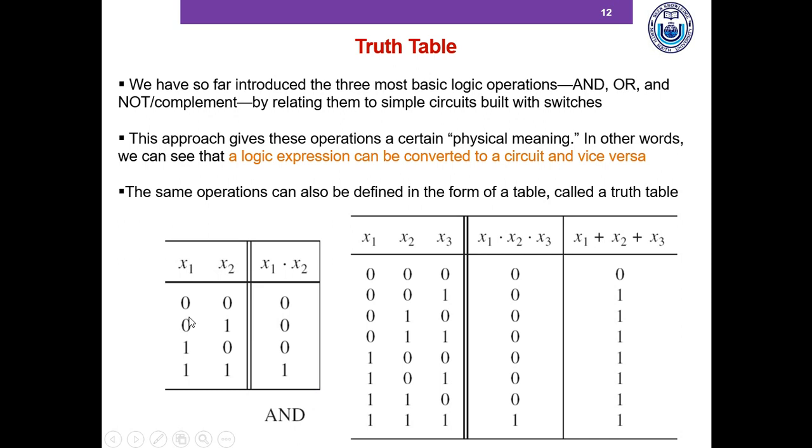Now the rightmost column of the truth table indicates the function output for the corresponding row's input combinations. Thus when x1 equals 0 and x2 equals 0, the AND gate outputs 0. When x1 is 0 and x2 is 1, AND outputs 0. When x1 is 1 and x2 is 0, AND outputs 0. And when both of them are 1, only in this condition, AND outputs 1.